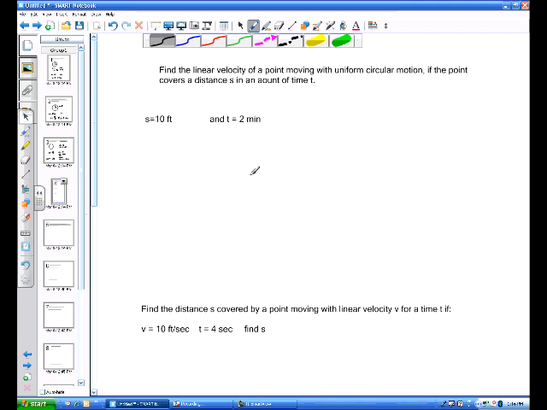Now we have a lot of different things that we'll be looking for. Here we're trying to find the linear velocity of a point that's moving with uniform circular motion if the point covers a distance s in an amount of time t.